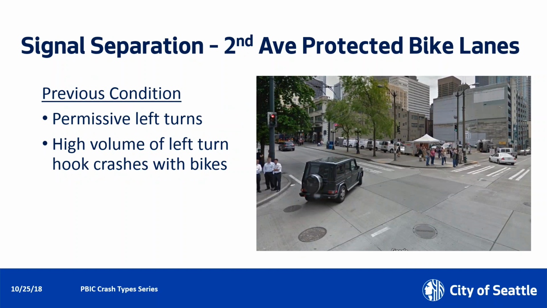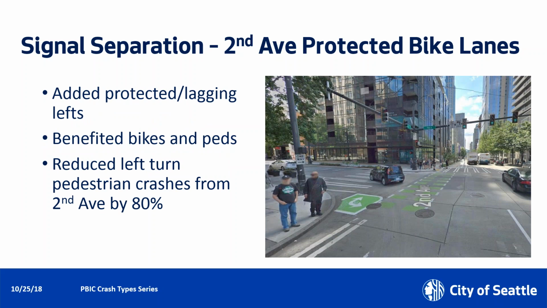And then another example of signal separation we've done in the city of Seattle. In this case, it was implemented alongside a protected bike lane project. Downtown, this is the existing or previous condition where you had just permissive lefts, one-way to one-way streets, but a high volume of left turn hook crashes, specifically for bikes. That was the impetus for this project.